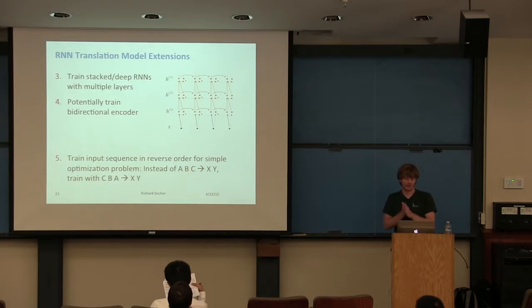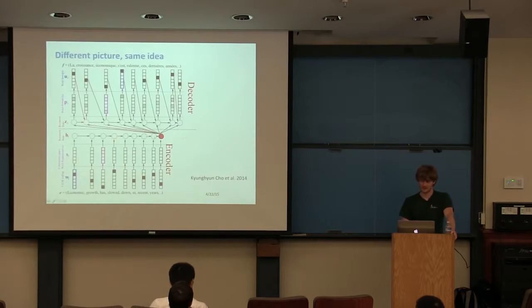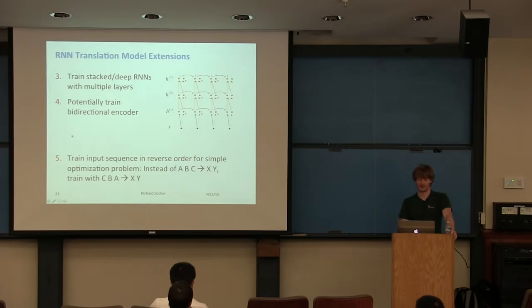All right, so the next 3 extensions are quick to explain. Basically, instead of just having a single recurrent neural network, we will stack them. We'll make them deeper. That in many cases helps, especially if you have a lot of data, and especially if it's a complex problem. And we may actually also train a bidirectional encoder. And then we could, instead of taking just the last vector here, we could take the last and the first from the opposite direction and then condition on that.